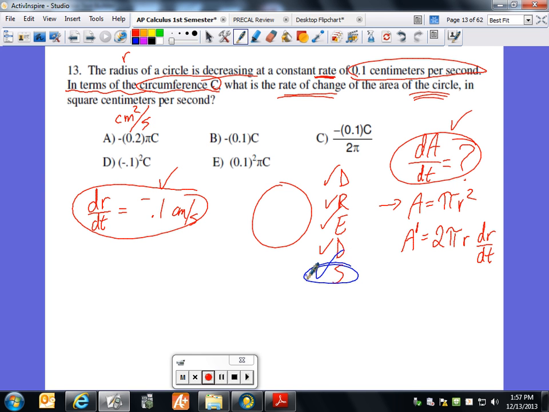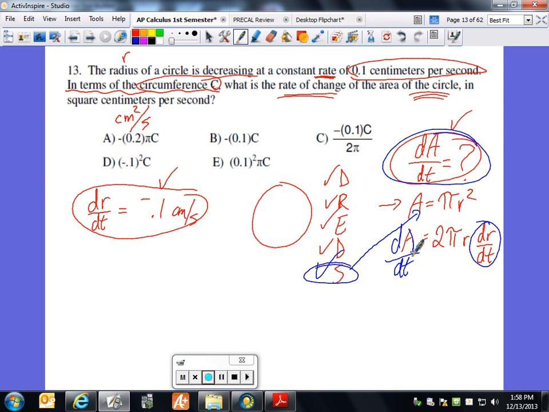Okay? So now I'm going to look at this, and then I'm going to substitute. Remember, don't substitute too early, because if you substitute here, you're not going to have a variable, so that dr/dt will pop up. So A prime is dA/dt. So let me rewrite it just a little bit so you understand what we're looking for. Once we find this, we have our answer that we're looking for.